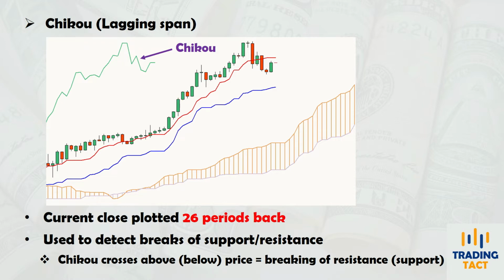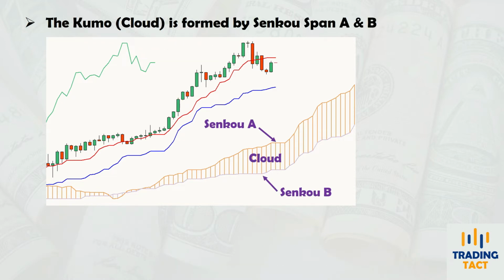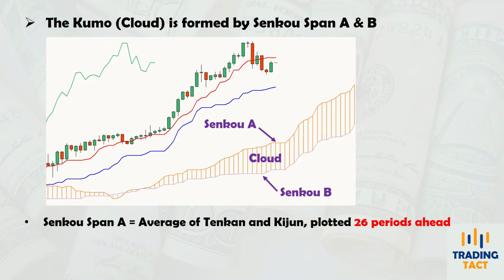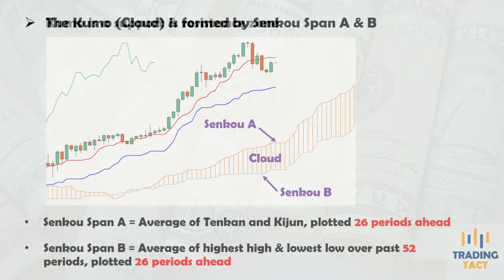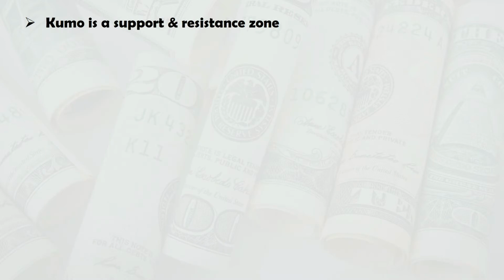The last 2 lines form the cloud or Kumo. The first line is the Senkou span A, which is the average of the Tenkan-sen and the Kijun-sen, plotted 26 periods ahead. The second line is the Senkou span B, which is the average of the highest high and the lowest low over the past 52 periods, also plotted 26 periods ahead. The Kumo represents a support and resistance zone for the market.